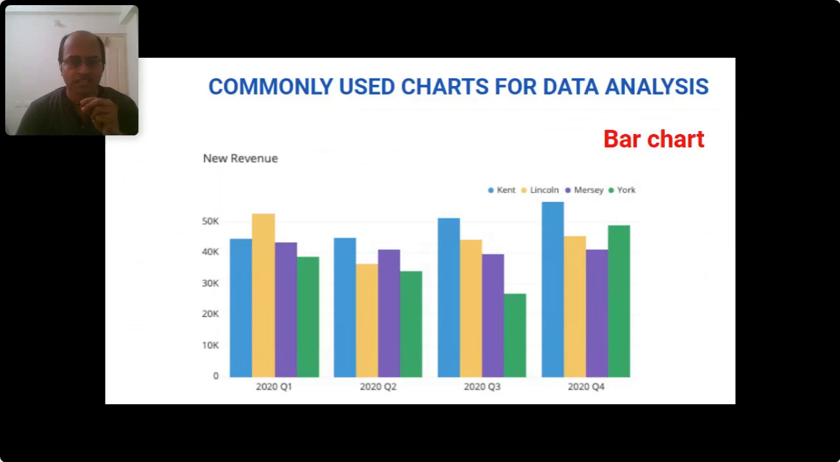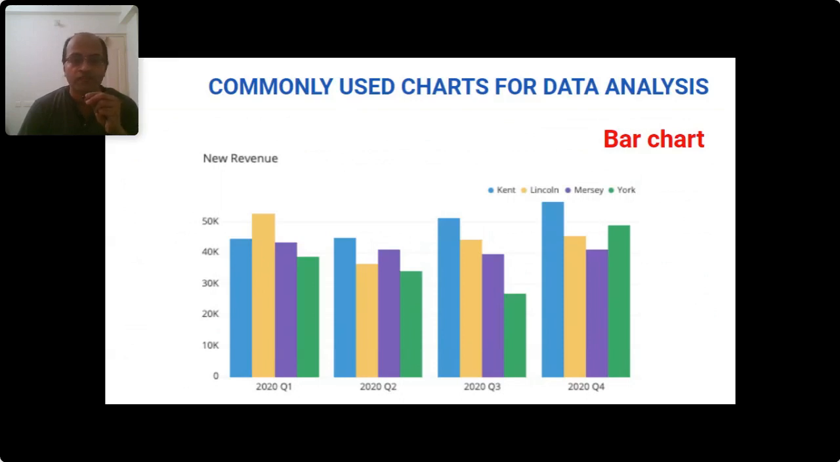Now, this is a bar chart, for various different regions, Kent, Lincoln, Mersey, and York, and the revenue generated in different quarters of 2020. There are 4 different regions being compared, but if you see the chart across, for example, the Kent region had lower income in the first quarter, but by the last quarter of 2020, it has the highest income.